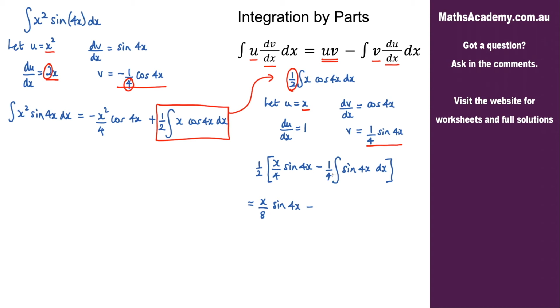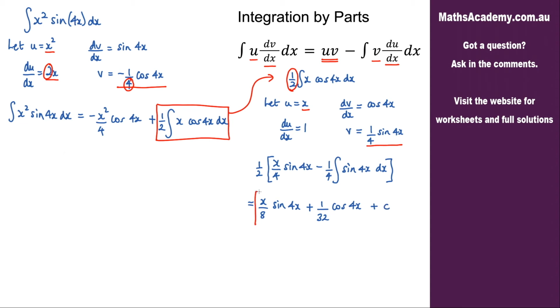Now a half multiplied by the quarter will be 1 over 8. But when we integrate sine of 4x, we're going to get another quarter. We would get negative a quarter cosine of 4x. Now that negative from the integral and this negative would give me a positive. I've got the half, the quarter, and another quarter from the integral, so that will give me 1 over 32. And then it would be cosine of 4x, and then just add on the constant of integration.